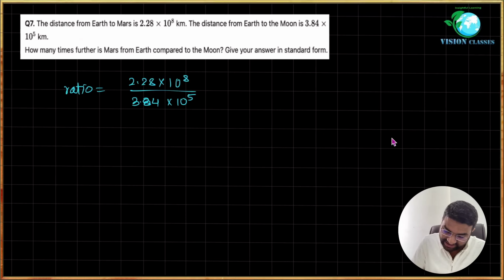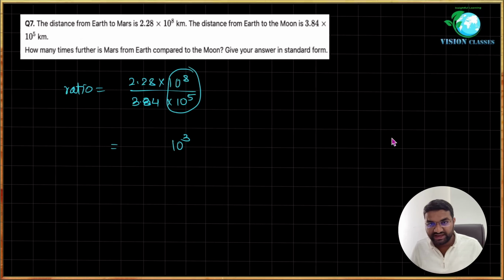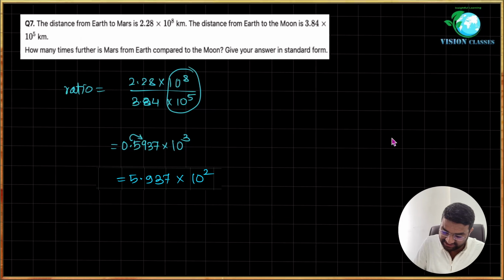So here again you have to take the division of this one. Okay, indices rule, 8 minus 5 is 10 to the power of 3, isn't it? Now 2.28 divided by 3.84, if you do it in your calculator, you will get 5.937 up to 4 decimal places. Now we have to move 1 decimal place to the right so that it will be in the standard form. So it will be 5.937 times 10 to the power of 2.